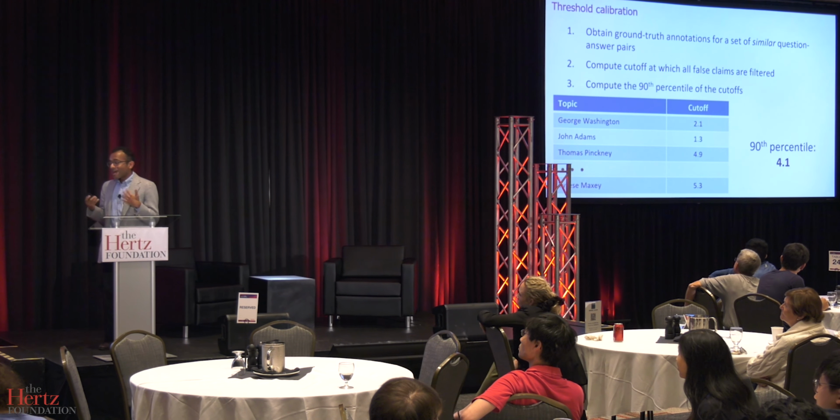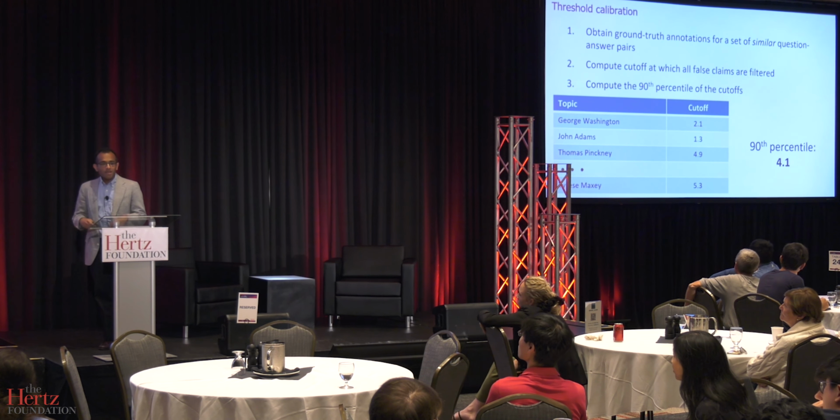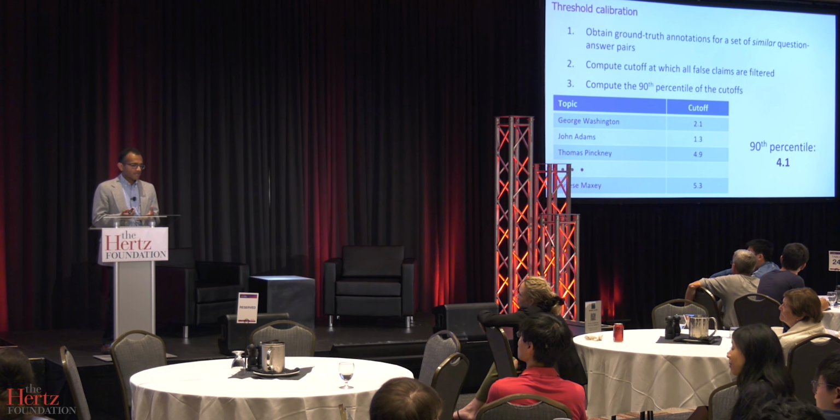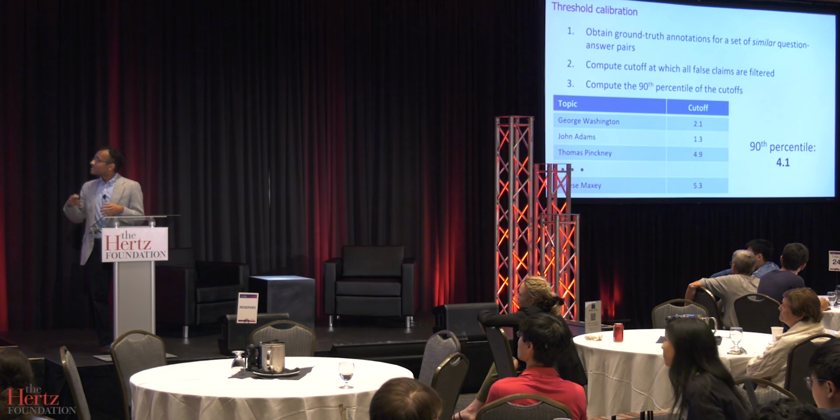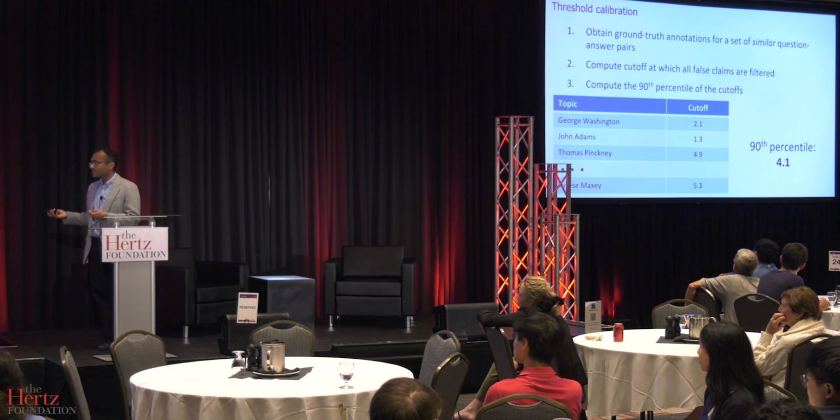And then I'm going to take the 90th percentile of these cutoffs, I'm going to pretend that it's 4.1 for this data set, and I'm going to use it going forward on new examples where I don't have the ground truth annotations. In a very strong sense, that is, if those similar question-answer pairs can be thought of as exchangeable with the pairs I'll see going forward, that filtering threshold guarantees us a 90% chance of removing all false claims.